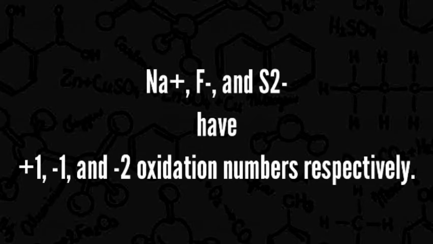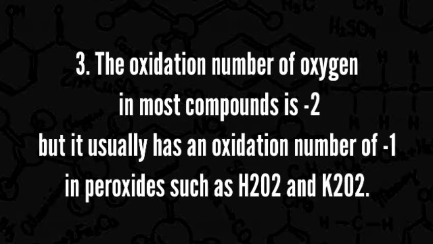2. The oxidation number of monoatomic ions is equal to the charge on that ion. Therefore, Na+, F- and S2- have +1, -1 and -2 oxidation numbers respectively. 3. The oxidation number of oxygen in most compounds is -2, but it usually has an oxidation number of -1 in peroxides. Examples of peroxides are H2O2, that is hydrogen peroxide, and K2O2, potassium peroxide. Oxygen has an oxidation number of -1 in this peroxide.